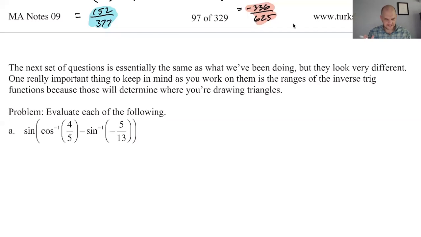All right, we're back. We're on page 98 of math analysis, and we're still doing 14 formulas. And actually, the problems we're about to do are basically the same as the ones we've been doing. They just look different, right? So you're going to be given information communicated in a slightly different way, but it's only slightly different.